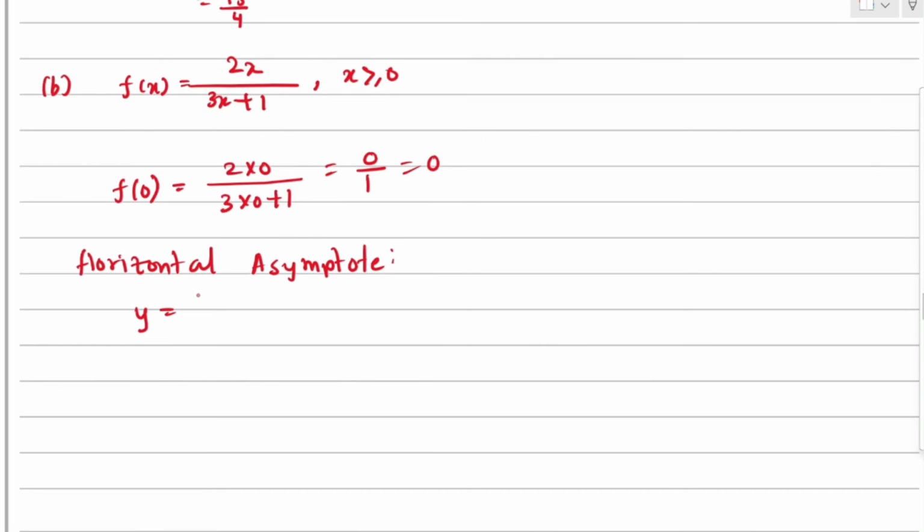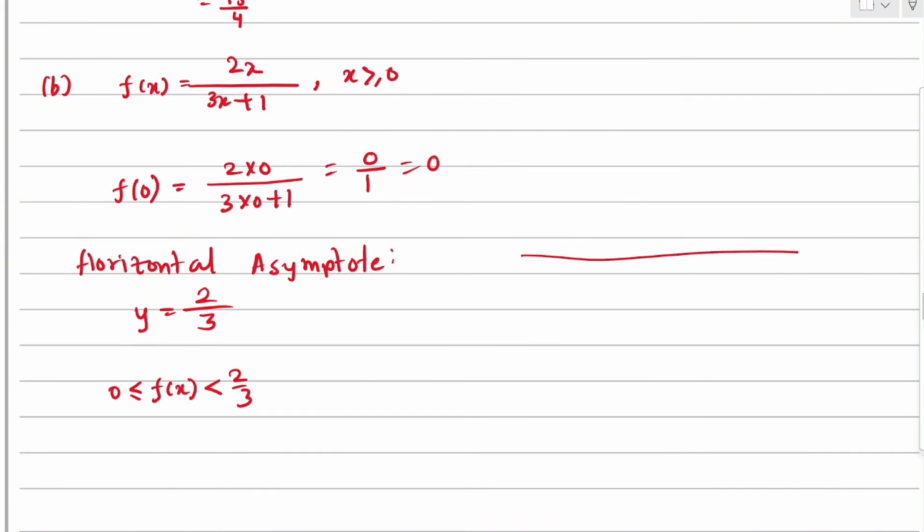So the coefficient of x in the numerator is 2 and the coefficient of x in the denominator is 3. This gives us the horizontal asymptote. From this we can write that f(x) is greater than or equal to 0 but less than 2 by 3. As y equals to 2 by 3 is an asymptote, our function f(x) will not equal 2 by 3. So we will write that f(x) is less than 2 by 3. We will not write that f(x) is less than or equal to 2 by 3.